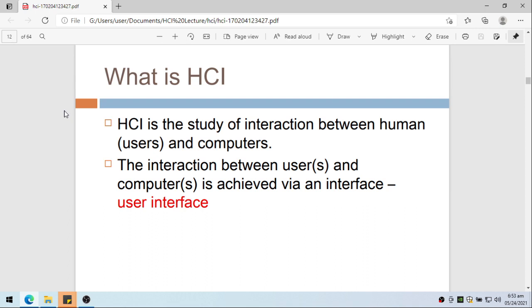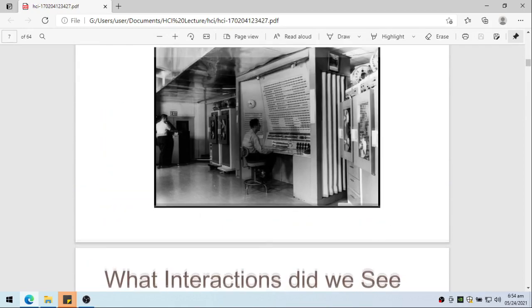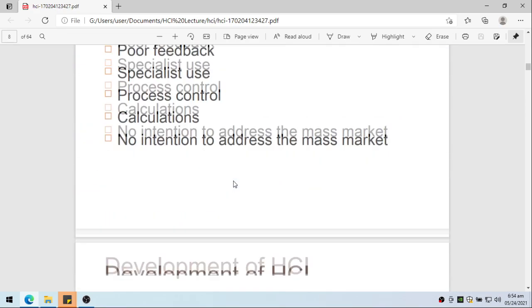The interaction between users and computers is achieved via an interface, and usually we call that the user interface. So if you're going to look at the previous images, just take a look at the user interface of this computer. It looks more complex than that of an airplane panel.